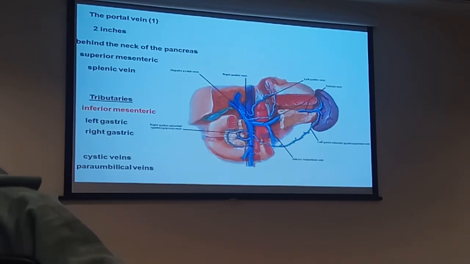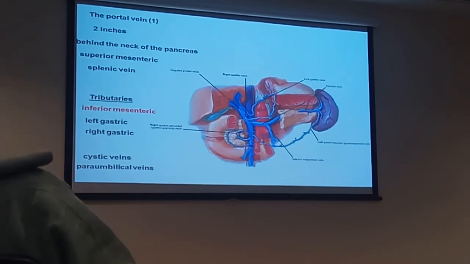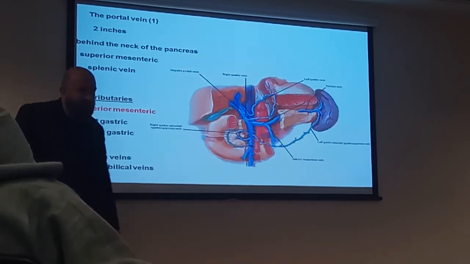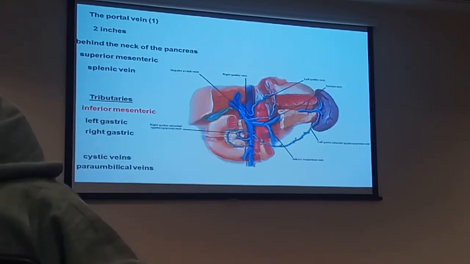Splenic and renal? No. Renal is systemic and splenic is portal. This is what I want. The question is to connect systemic with portal. There's going to be something like this. So make sure you memorize the branches or the veins that will contribute to the portal circulation.